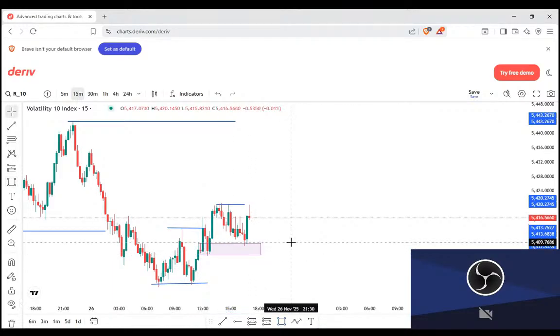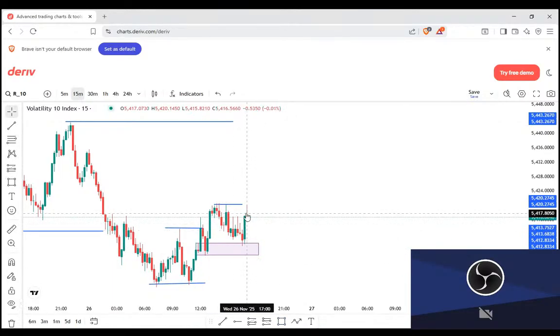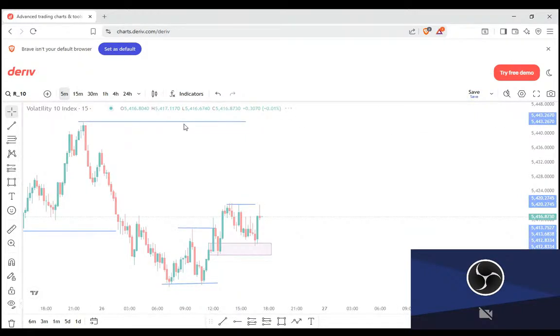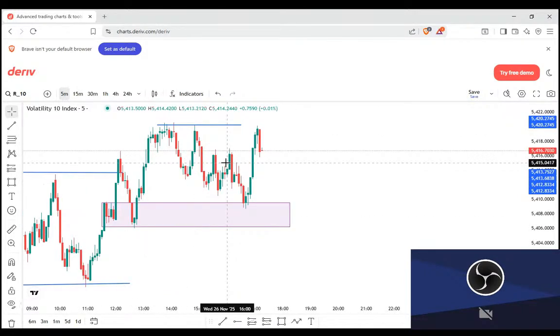Price retraced around this zone, and then there is a massive push to the upside. So that's telling us that if this key zone is broken, there is likely buying all the way to this high, which is at 5446.2670, and then we have another key zone on the 15 minutes time frame.